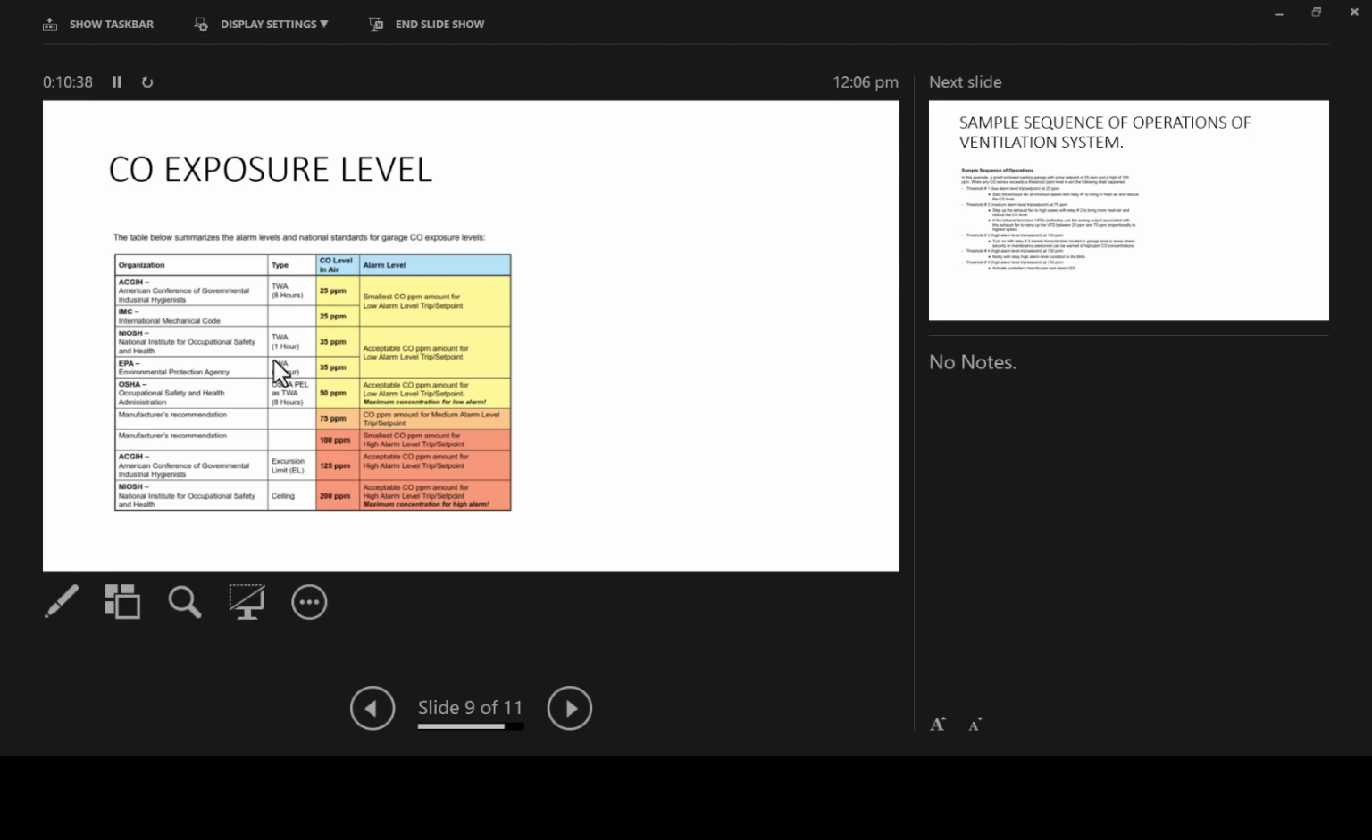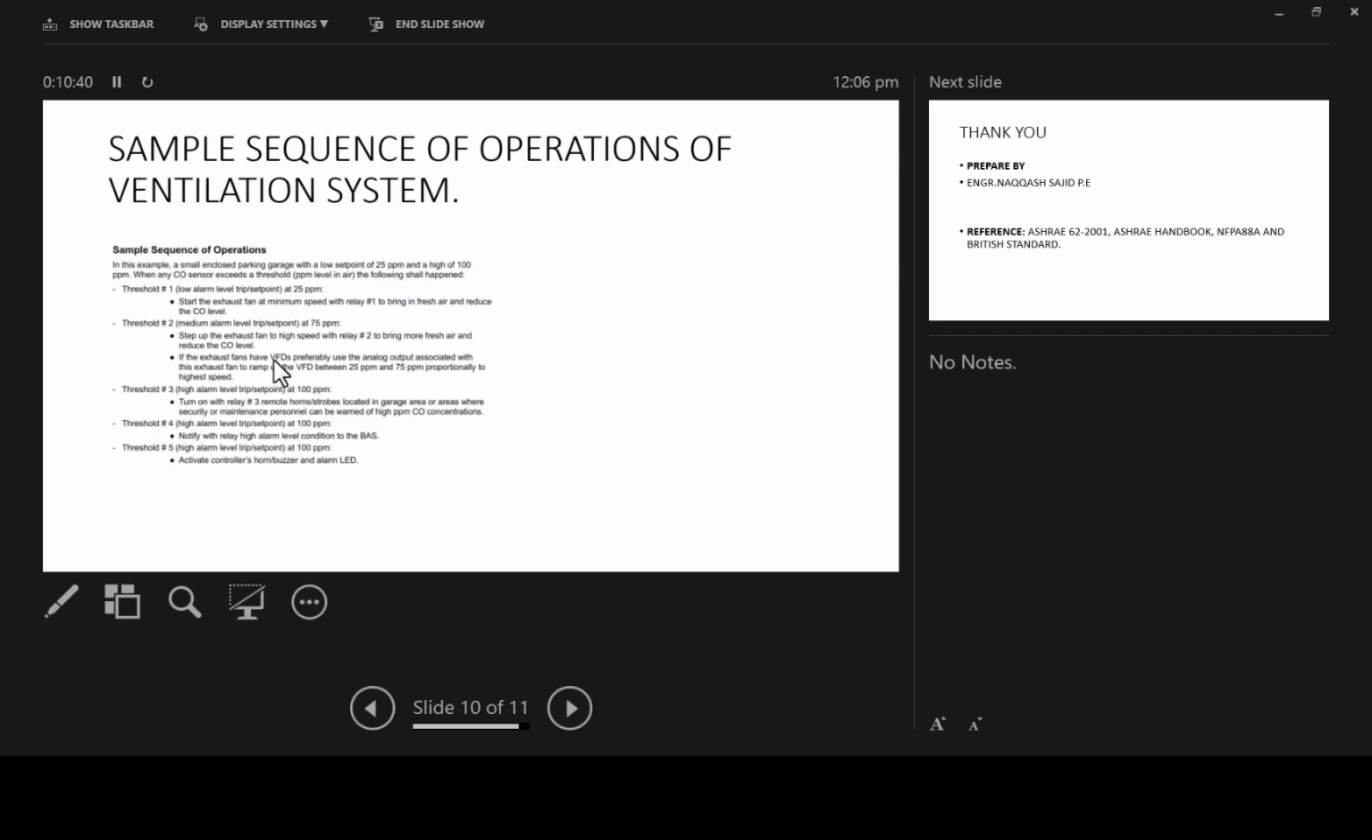You can read it thoroughly so you will understand it better. Now we will discuss the sequence of operation, how these fans will operate, like demand control ventilation, because we don't need to run these fans at a high speed, so we minimize the maintenance and running cost of these fans. So first is the threshold at 25 ppm. You need to set the CO at 25 ppm.